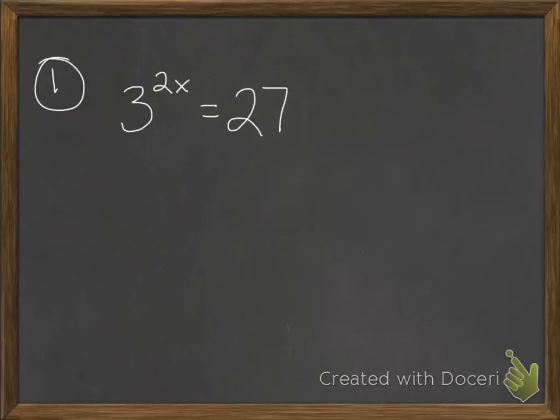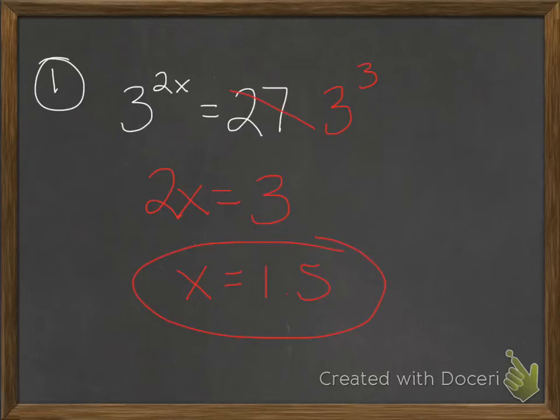Okay? So here's our first example. If we have 3 raised to the 2x exponent equal to 27, well, change the base. We know that 27 is the same thing as 3 to the third power. So that would tell us that 2x must be equal to 3 if we just ignore their bases and just make their exponents equal to each other. Well, if 2x equals 3, then x equals 1.5, or 3 halves, 3 divided by 2.